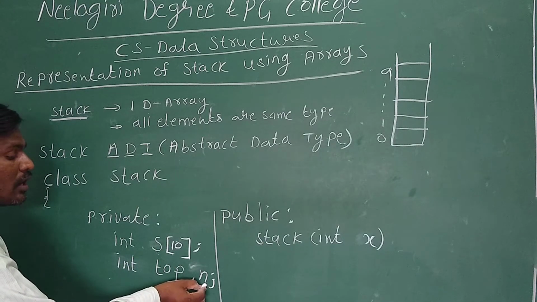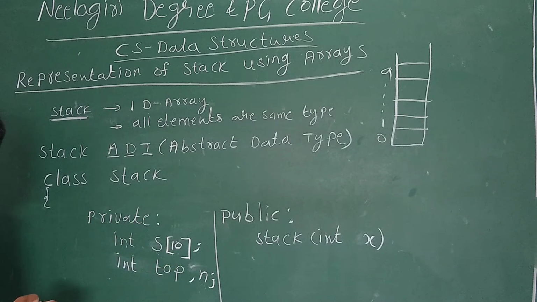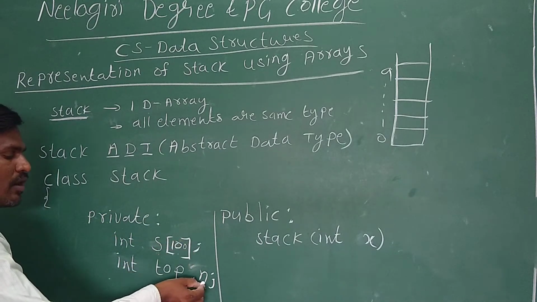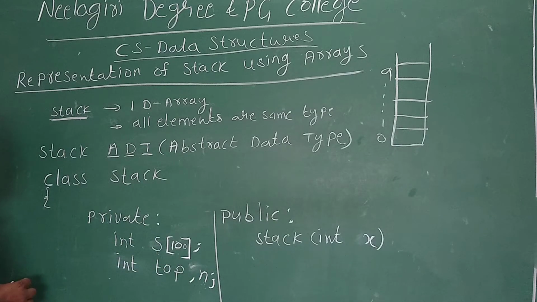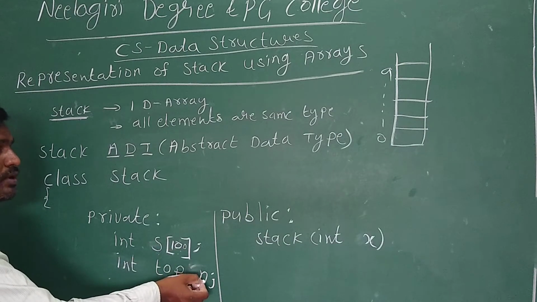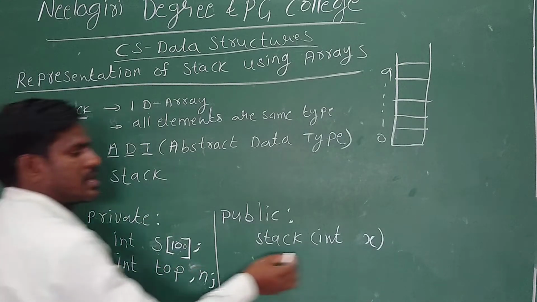The n value is always less than or equal to 10. For example, if I give size 100, the n value is always less than or equal to 100. So that is the size. The maximum is 100. What is the minimum size? Stack in x.